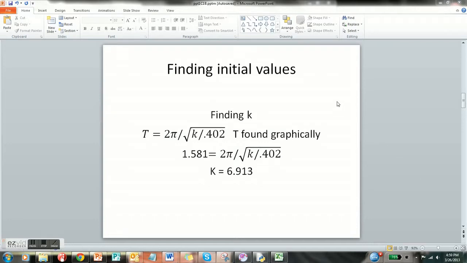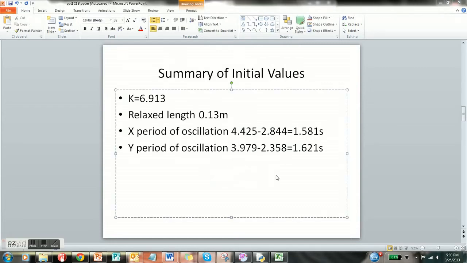I defined some of the initial values for this, such as k. I experimentally found the oscillation period, which is 2 pi over the square root of k over the mass, and which was 0.402 seconds. And then I solved for k, and it ended up being 6.913.